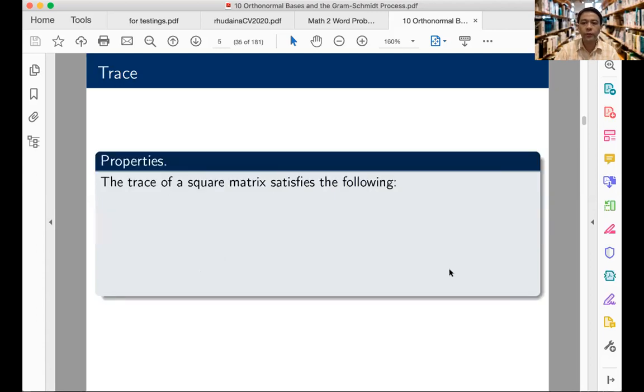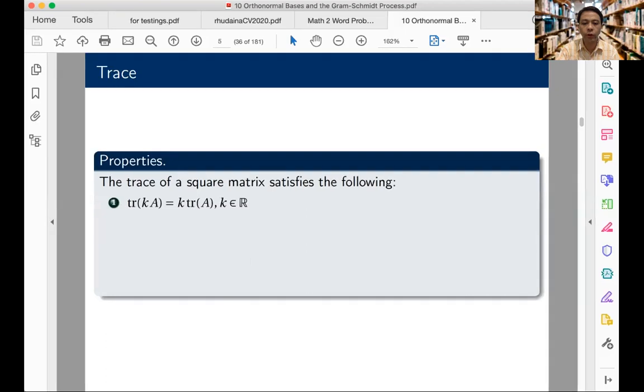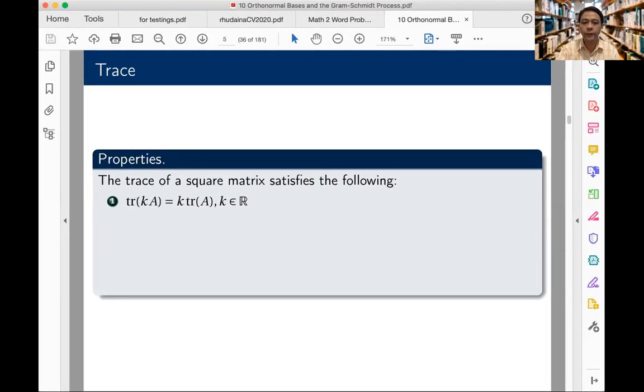So some properties of the trace are as follows. Firstly, the trace of K times A equals K times the trace of A. So this tells us that in a way we can factor K. And that's true because the diagonal entries of K times A are all multiplied by K. So when you add them, a common factor is K. So you can just factor K and you just add the entries A sub ii. And so we have this factored K here.